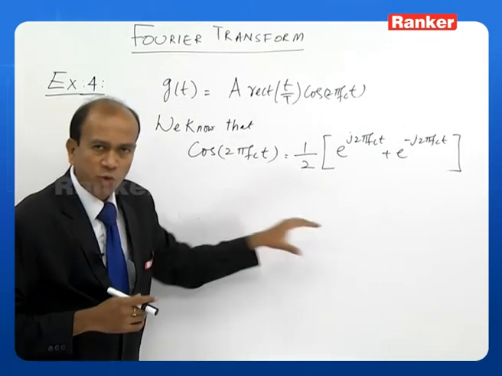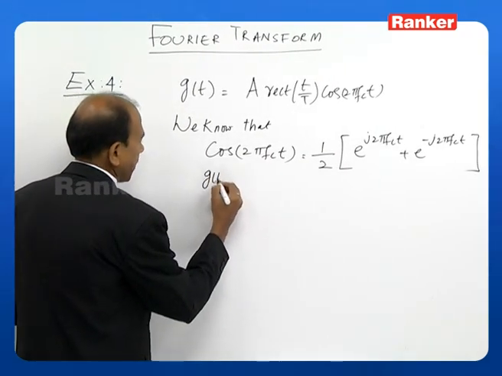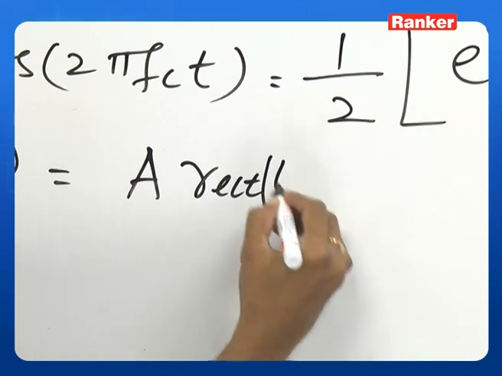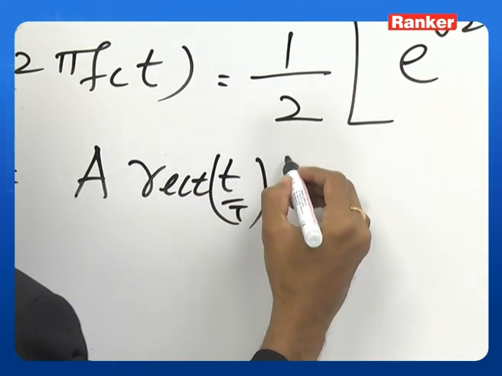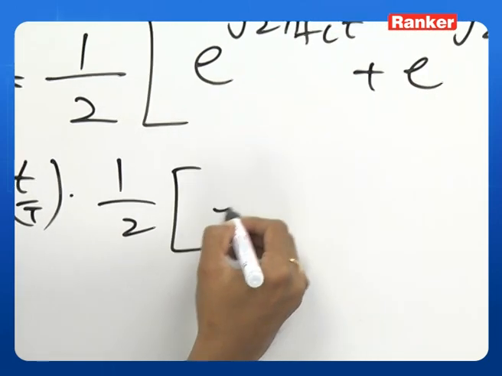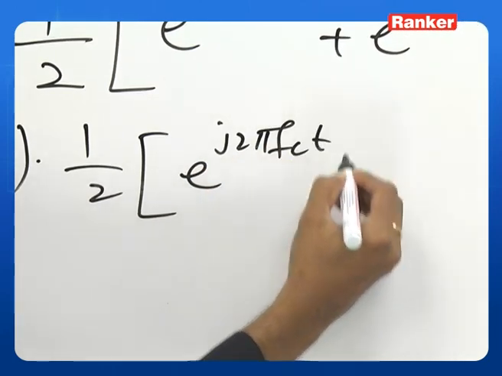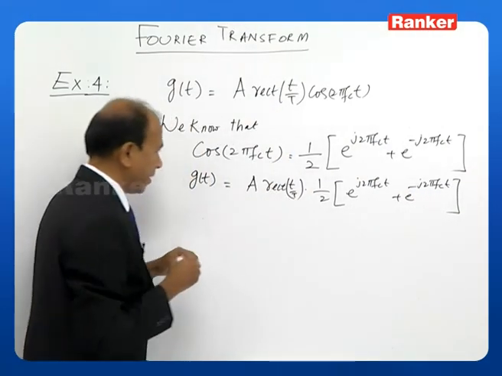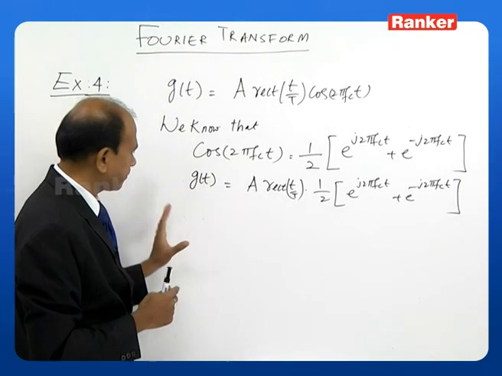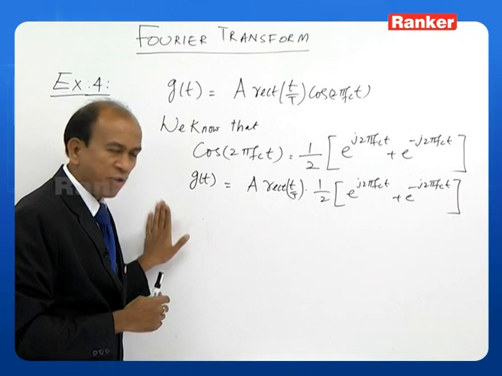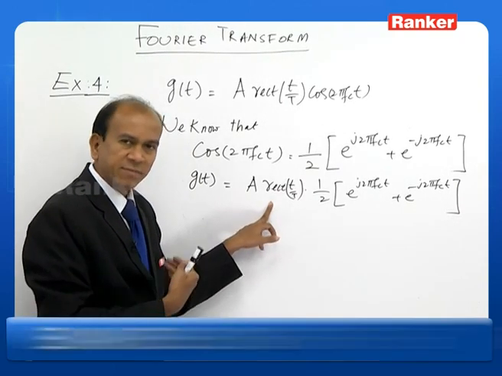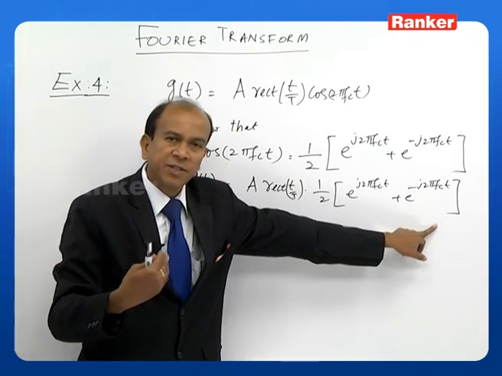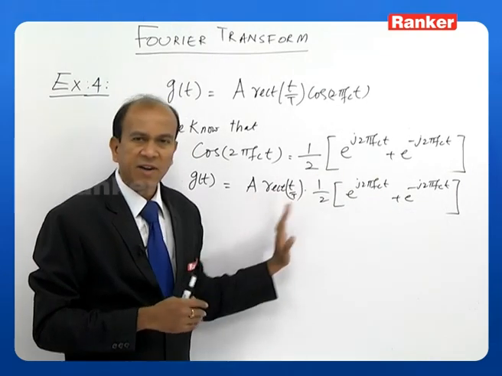Now, if we put these two together, what will be g of t? g of t will be equal to a rect of t by T, okay, into 1 by 2 of e to the power of j2 pi f c t plus e to the power of minus j2 pi f c t. Now, we have to get the Fourier transform of this, that is G of f. So, if you see here, the rectangular function is getting multiplied by e to the power of j2 pi f c t once, and then e to the power of minus j2 pi f c t second time, of course, scaled by a factor 1 by 2.